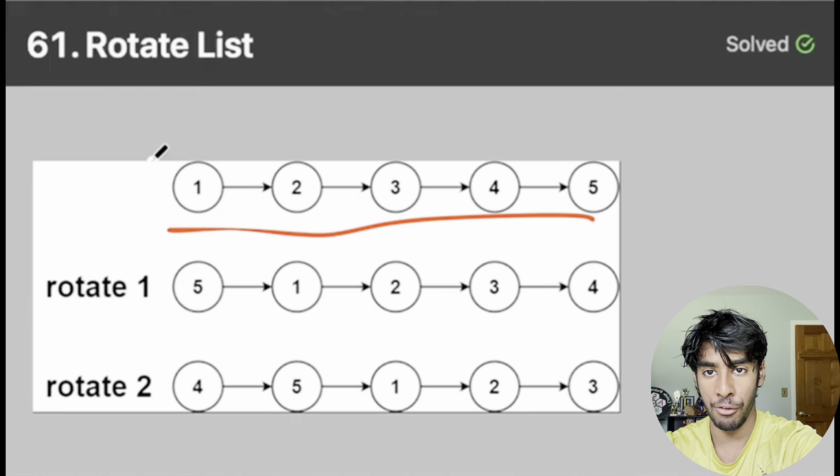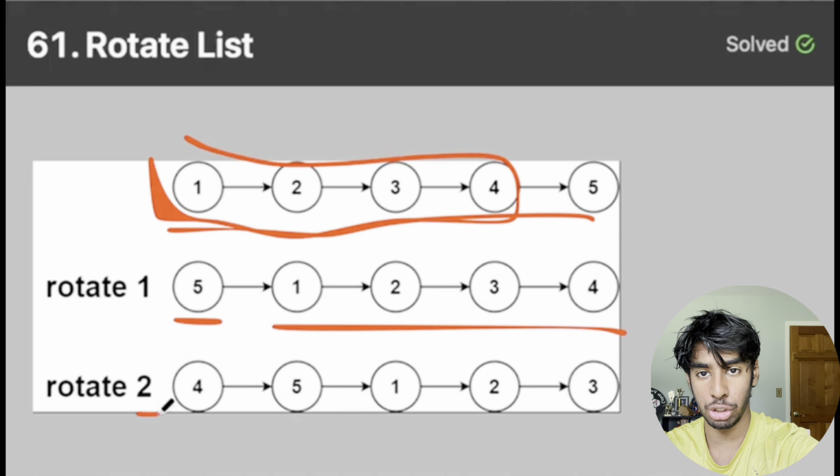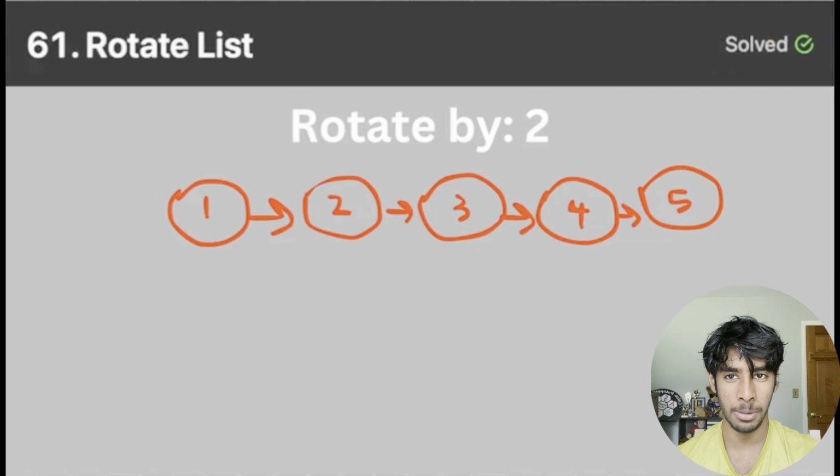Basically, the first 4 elements are going to be pushed over here, and the last element is going to become the first element of the list. If we rotate by 2, well, now the last 2 elements are going to be pushed to the first 2 elements of the list. So when I first saw this problem, I initially viewed the linked list like a straight line. So in this case, it would be like a straight line going from 1 to 5.